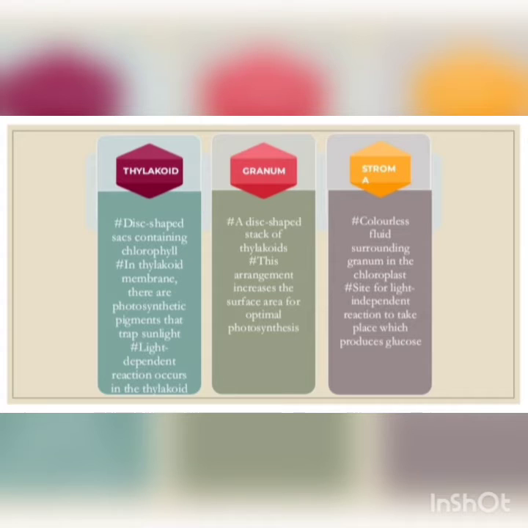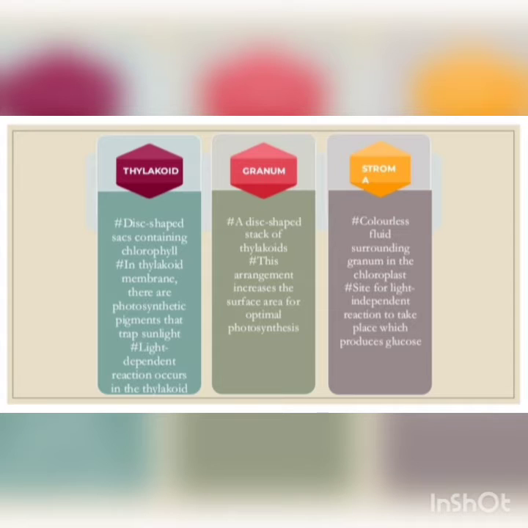For thylakoid, a disc-shaped sac contains chlorophyll. In thylakoid membrane, there are photosynthetic pigments that trap sunlight. Light-dependent reactions occur in the thylakoid.